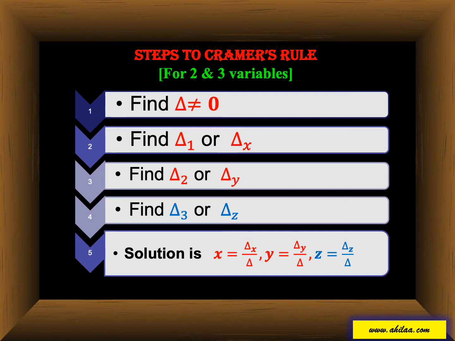So, for 2 variables we stop in the third step and go for finding the solution as x equal to delta x by delta, y equal to delta y by delta. Suppose 3 variables, we need to go for step 4. Again we need to get the value of delta 3 or delta z. Then the solution will be x equal to delta x by delta, y equal to delta y by delta, z equal to delta z by delta. As per the number of variables, the procedure extends. Okay, good.